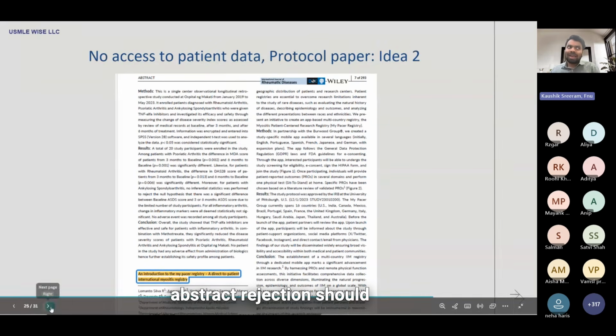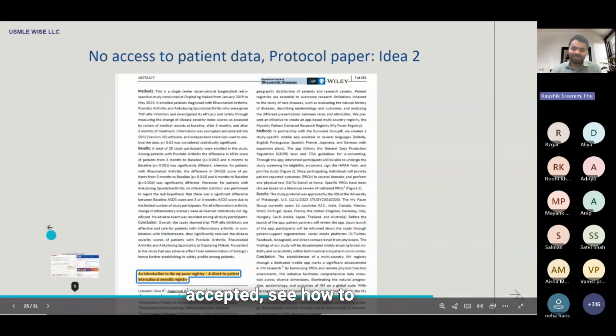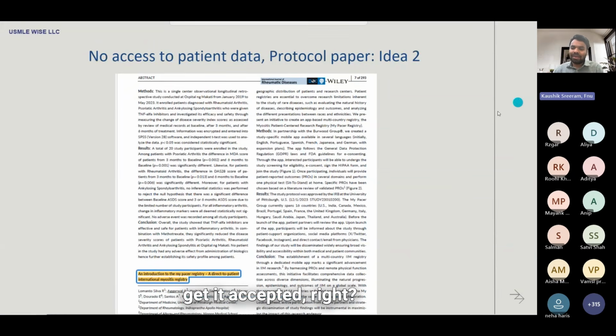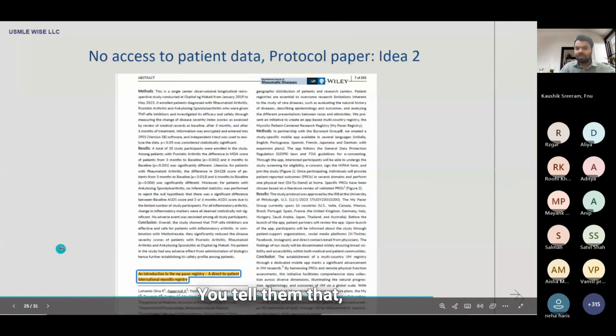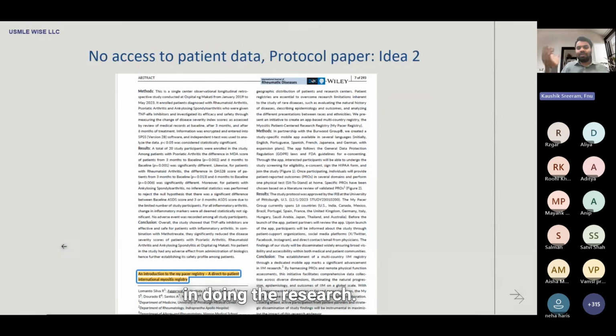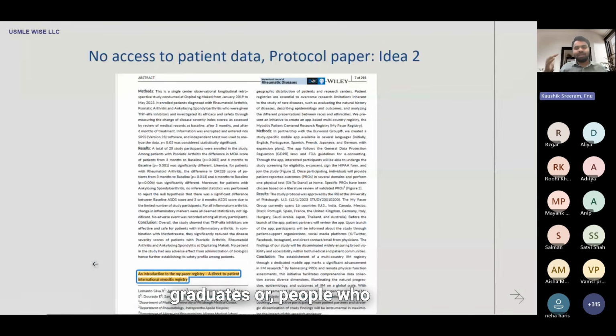Trust me, getting an abstract rejection should be almost impossible. You can write anything. Okay, I'm not going to say that, but it's very easy to get your abstract accepted. See, how to get it accepted by IRB? You just send them the protocol. You tell them that, hey, I am interested in doing the research. For Reddit, you don't have to get an IRB approval. That idea was more for graduates or people who are not in medical school and don't have access to IRB. That would be a better idea and topic for them.